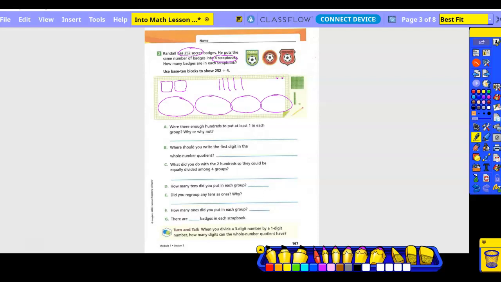So is there? No, there is not, right? So what are we going to have to do? We're going to have to regroup both of those, correct? Okay. So where should you write the first digit in the whole number? So if we don't have enough hundreds, are we going to have 3 place values? No. We're probably only going to have just 2, right? Okay. So the first one would go in what? The tens place, right?